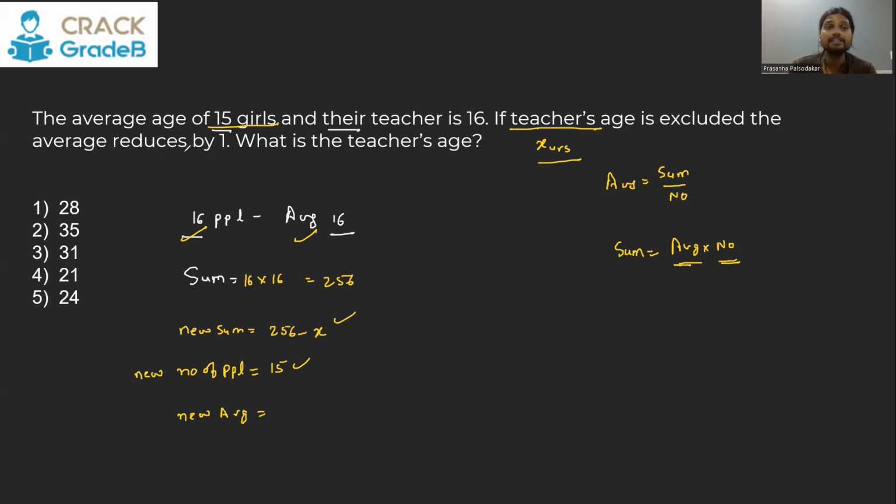That is, the average is reduced by 1. So if the old average was 16, now the new average is reduced by 1 and became 15. So you know, average is sum divided by the number of observations. So (256 minus X) upon 15 should be 15. That gets us X is equal to 31.